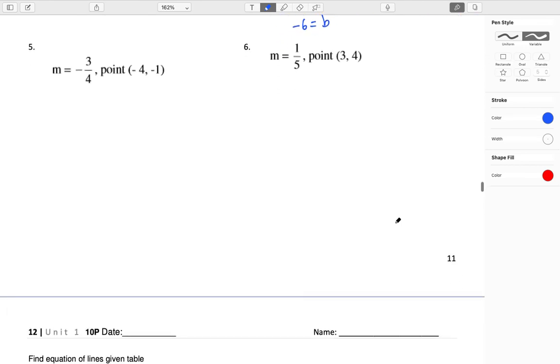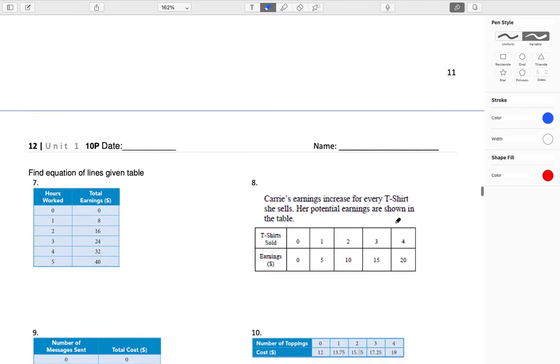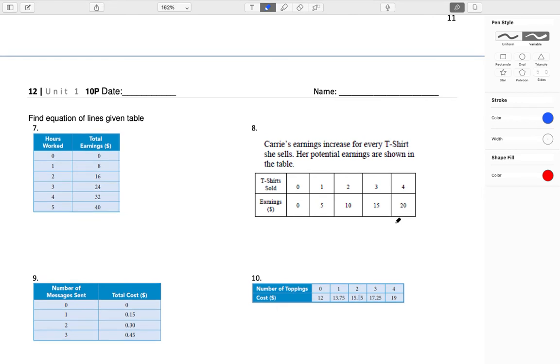So you will do some more practice here. Now, what if you were to be given a table of values? What we need to do is first identify what my y-intercept is. The y-intercept happens when x is 0. So it looks like my y-intercept here is 0.